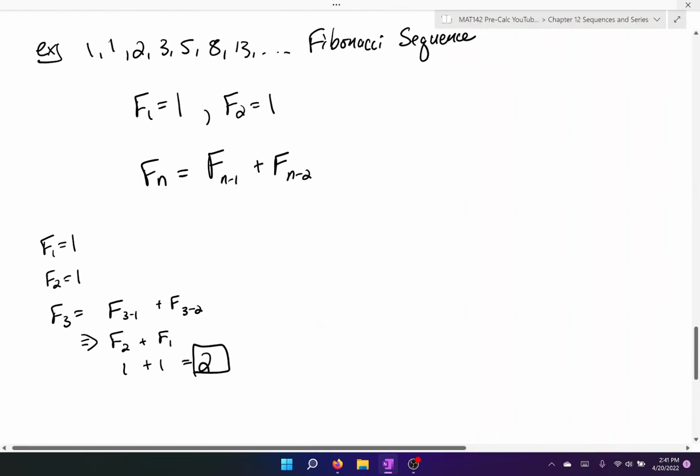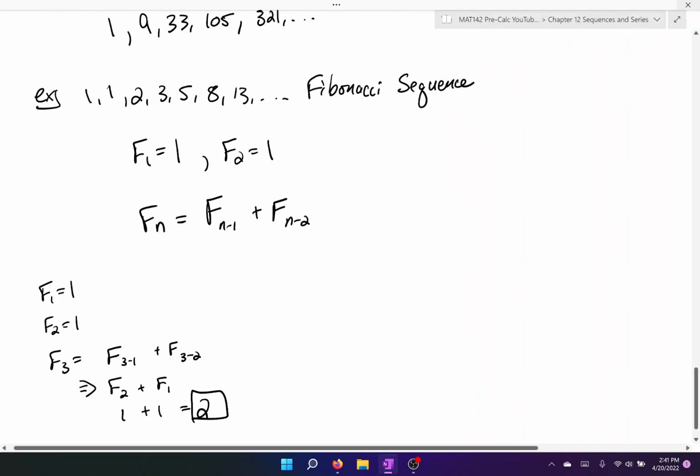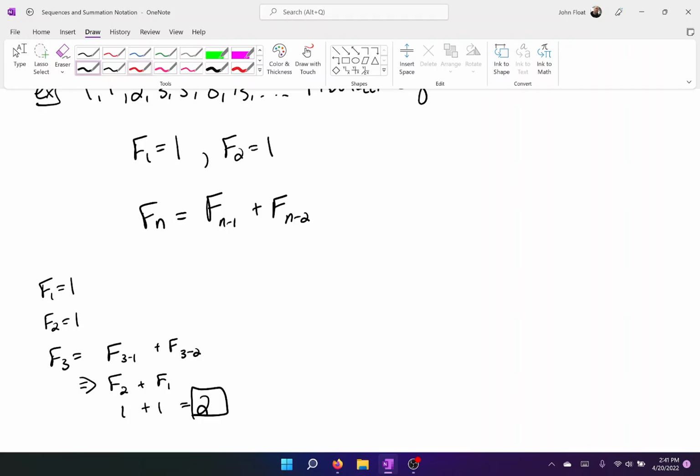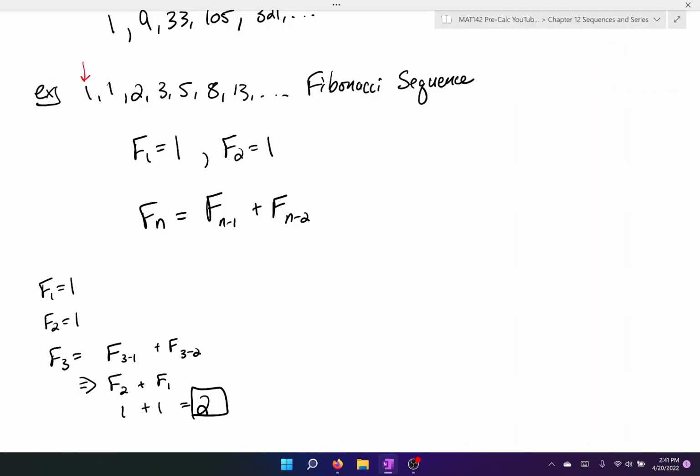And if I just zoom out here, I can go ahead and start labeling this stuff for you. So let me get out a different color. So here's F1. There's F2. There's F3. There's F4. There's F5 and so forth. Okay?